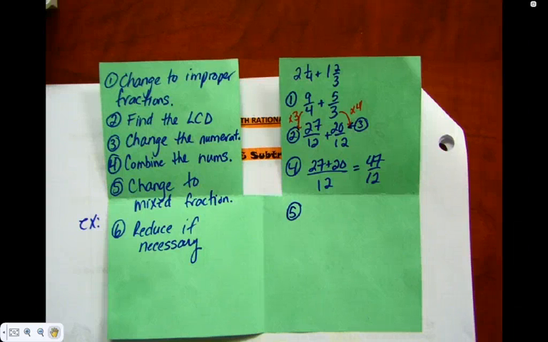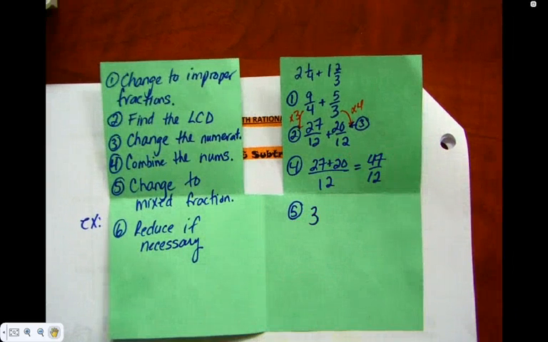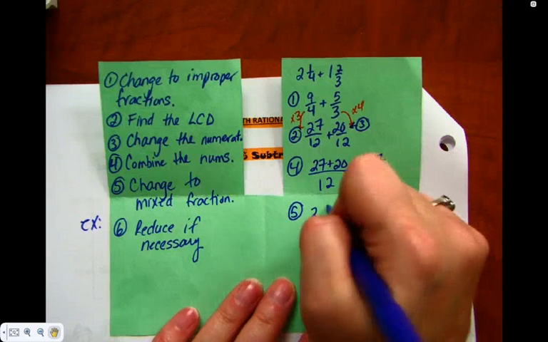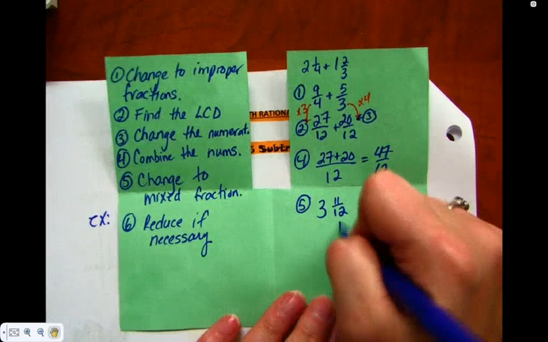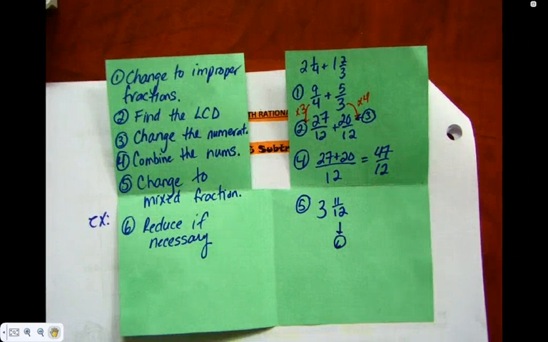Step 5, we're going to go back to a mixed fraction. So how many times can we divide 12 into 47? 3 times. We're going to have 3 wholes. What is 3 times 12? 36. So how much do we have left over? Can we reduce? So this would be step 6 if we had to, but we don't have to in this question.